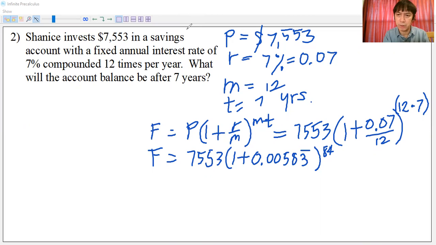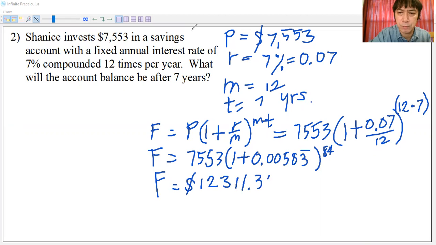Raised to the power 84. 12,311. So that looks like 12,000. Let me put the units first. 12,311. 34509. Okay, so rounded to the nearest hundreds.